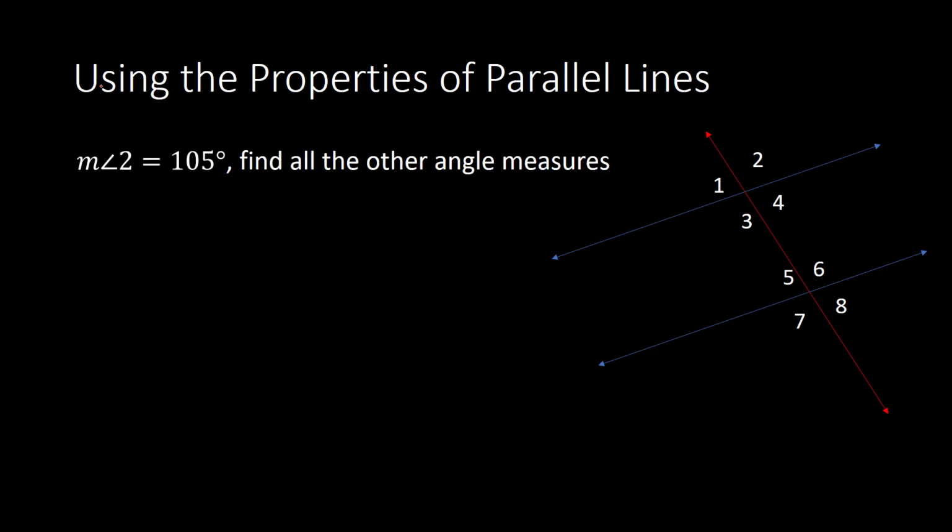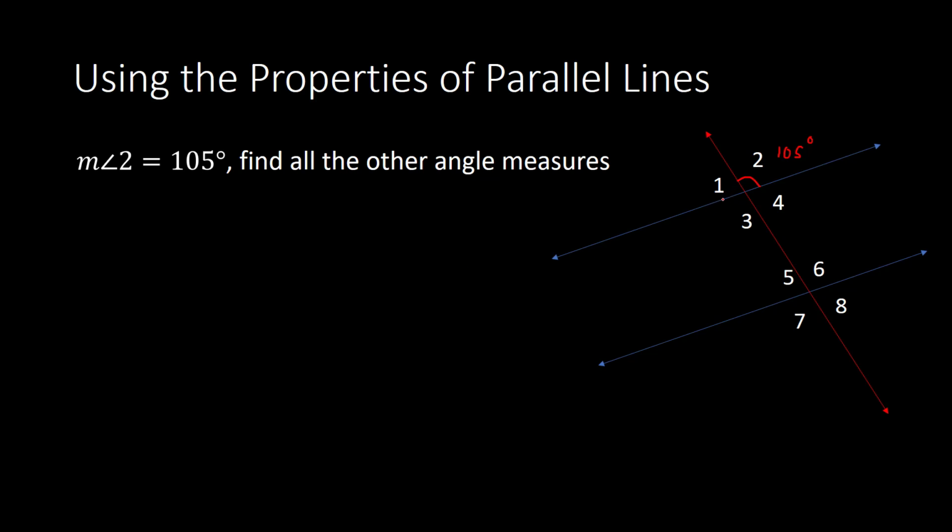Well, here's an example where the measure of angle 2 is 105 degrees. So this angle right here, angle 2, is 105 degrees. And our objective is to find all the other angle measures. So we can start with angle 1.